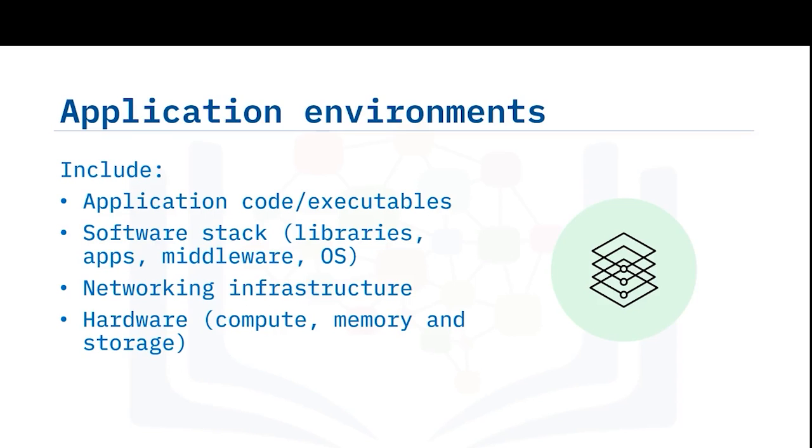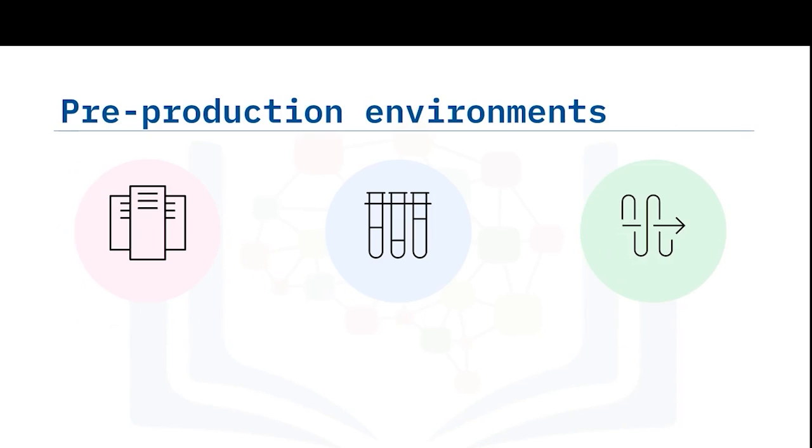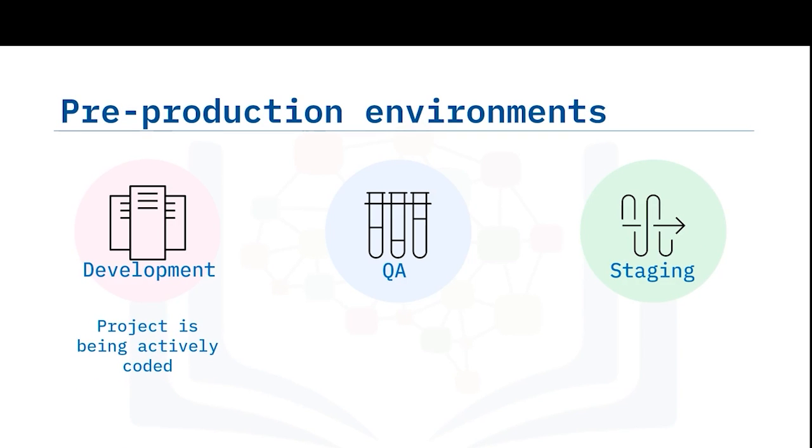There are a variety of environment types, depending on the application's stage in the life cycle. The pre-production environments are those platforms that the application resides on in various forms as it gets prepared for production. Common pre-production environments are development, QA, which stands for quality assurance, and staging. The development environment is the platform on which the application is being actively coded, and in many cases, it may just be the developer's workstation.